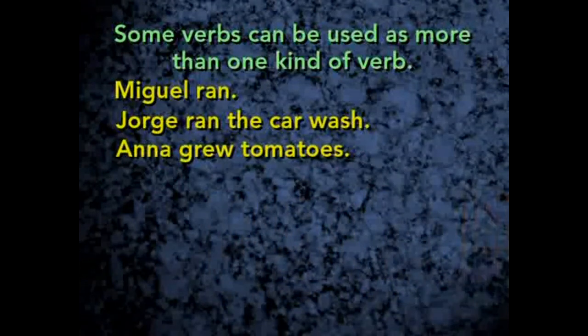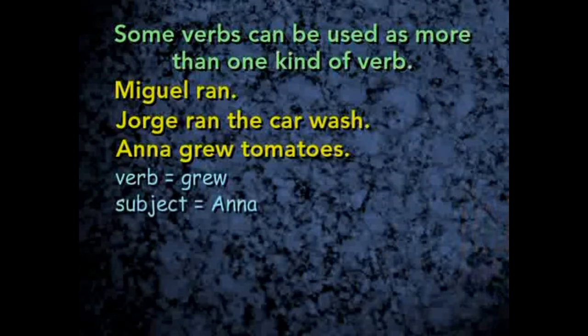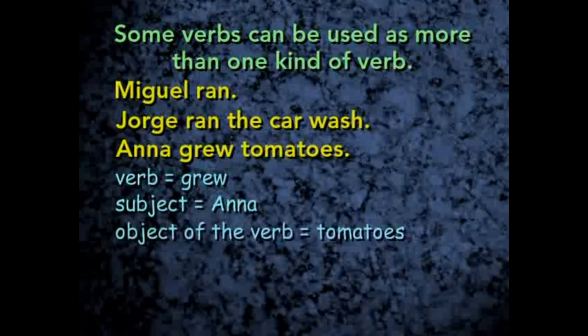Anna grew tomatoes. In this sentence, the verb is grew. The subject is Anna. Now, what did Anna grow? Is there an object to the verb grew? Yes, there is. She grew tomatoes. So the noun tomatoes is the object of the verb grew. It receives the action of the verb. Therefore, what kind of verb is grew in this sentence? It's a transitive verb, because remember, only transitive verbs pass the action along to an object.